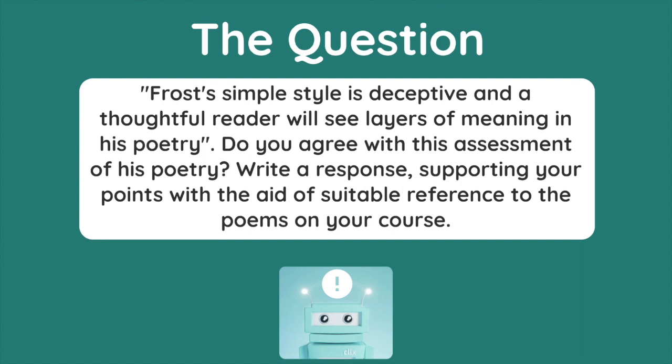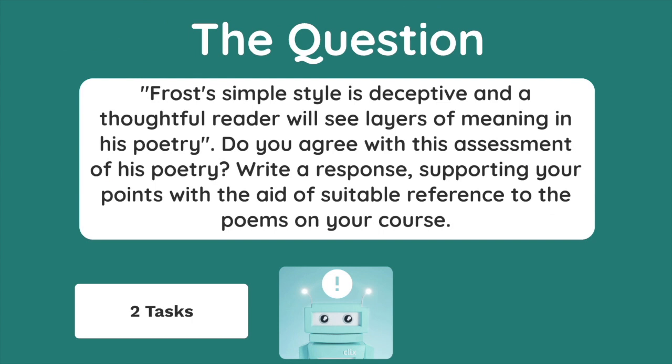Okay, so the first thing you should notice here in this question is the fact that the question has two tasks. The first task is to discuss how Frost's simple style is deceptive, and the second task is to explain how a thoughtful reader will see layers of meaning in his poetry. The first task will assess your knowledge of the language used by Frost in his poetry, and the second task is asking you to explore some of the themes that are evident in his poetry as well.